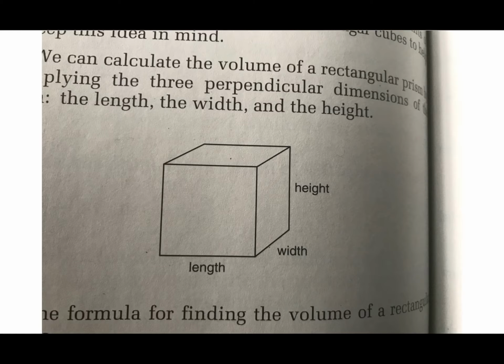All right, so the first thing we want to do is define terms. A rectangular prism is any three-dimensional shape that has rectangles as the faces. So this is a cube, so all the faces are the same length, width, and height, but that's not always going to be the case with a rectangular prism.